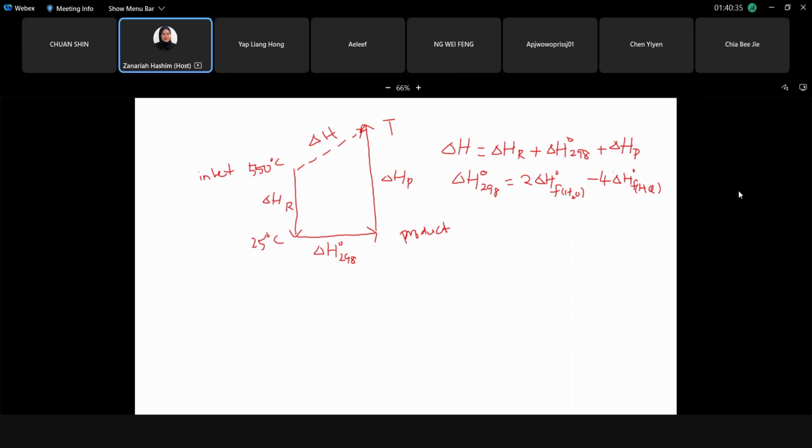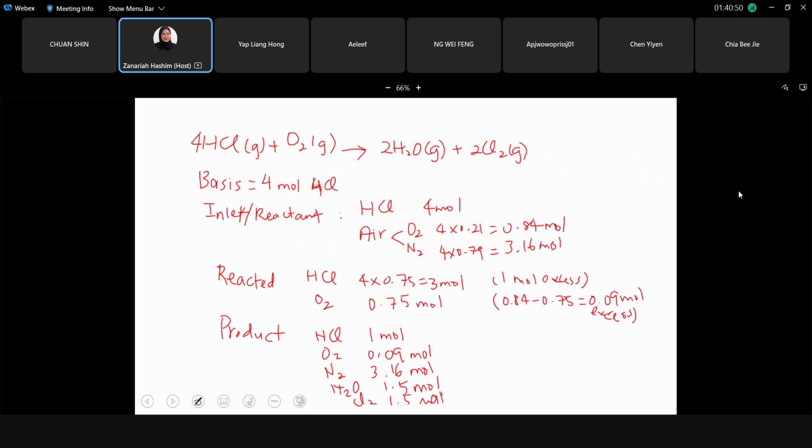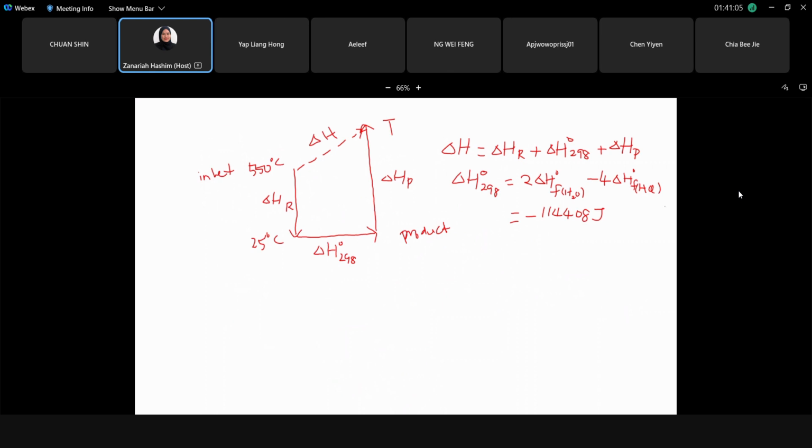You will get negative 114,408 joule. So this value, negative 114,408, is for this reaction if there are 4 moles of HCl plus 1 mole of oxygen. But now you have only 3 moles, or 75%. So for this figure, you have to multiply by 75%, because actually only 75% reacts.